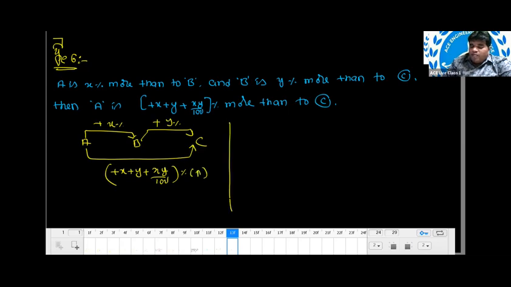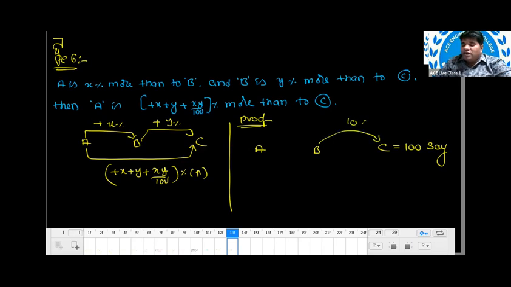Formula proof, just for understanding purpose. Total 3 values, friends. First I don't know the C value. Suppose C is equal to 100. B is 10% more than C. B is 10% more than C means what is the B value? Tell me. What is the B value?